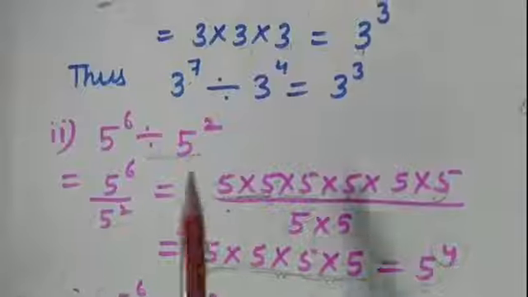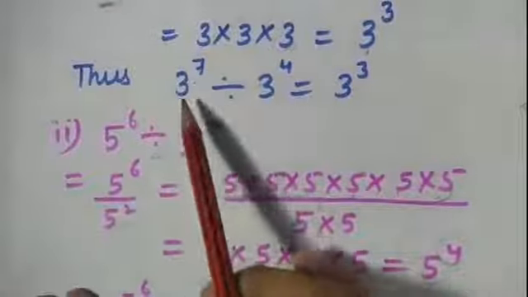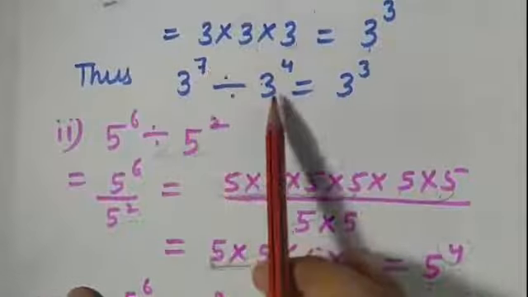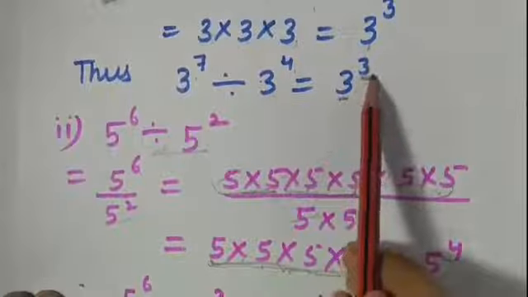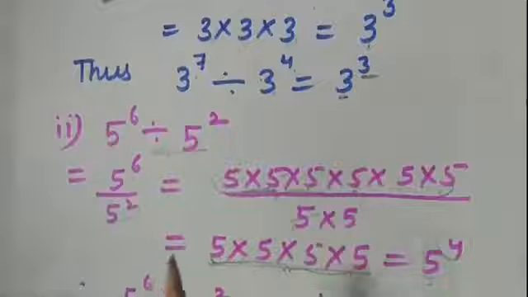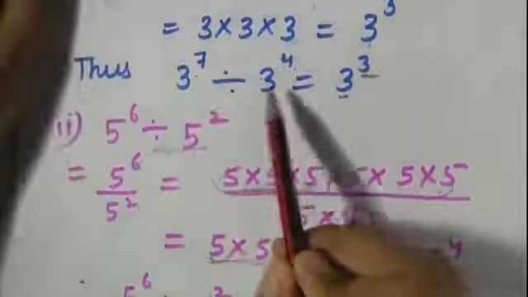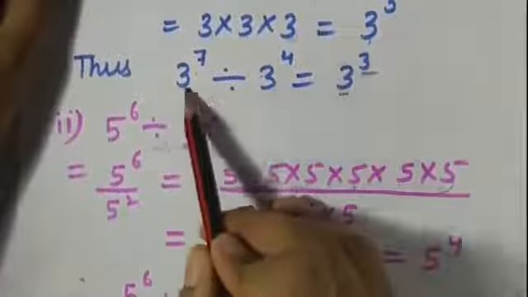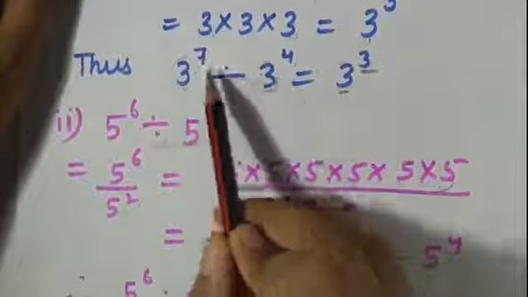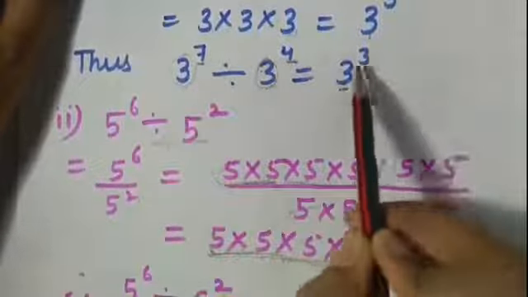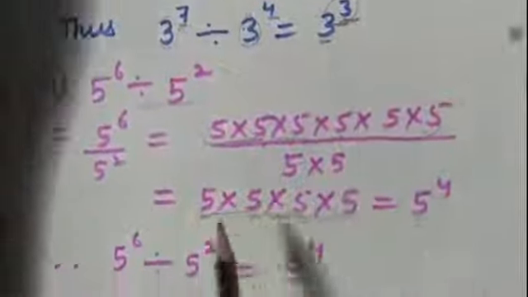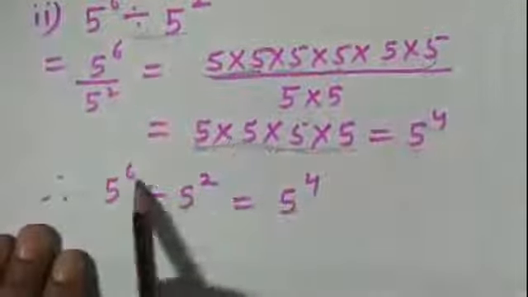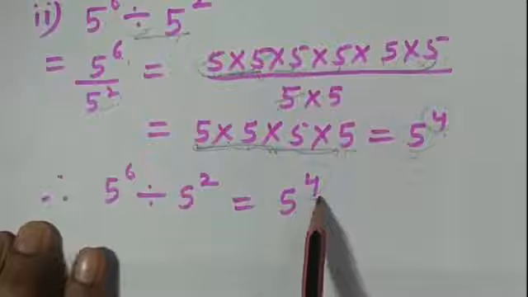Here also, in the first example, whenever we are dividing 3 raised to the power 7 by 3 to the power 4, that is equal to 3 raised to the power 3. Here what I am observing is that the bases are same. If we are dividing numbers with the same base, only the powers get subtracted, because 7 minus 4 is equal to 3. Here also I am observing that 6 minus 2 is equal to 4.